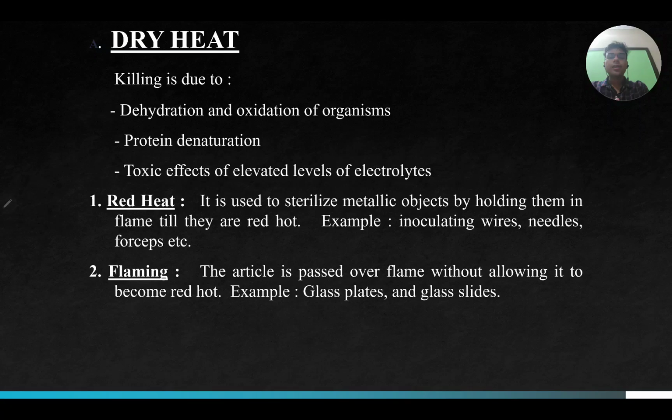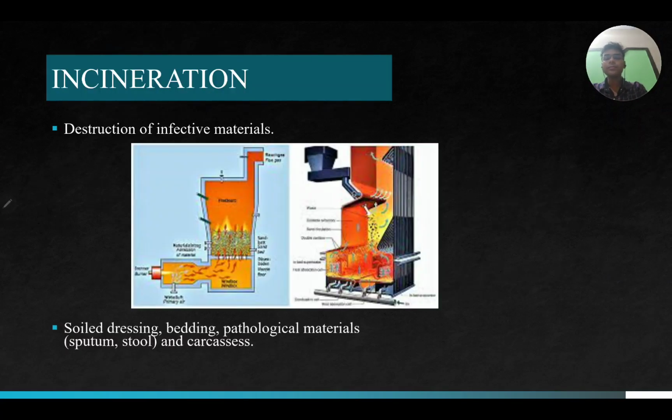Red heat: here the instrument is placed over the Bunsen burner, like the sterilization of metallic objects, by holding them over the flame until they become red hot. Examples are inoculating wires, needles, and forceps. In flaming, the article is passed over the flame without allowing it to become red hot. Examples are glass plates and glass slides.